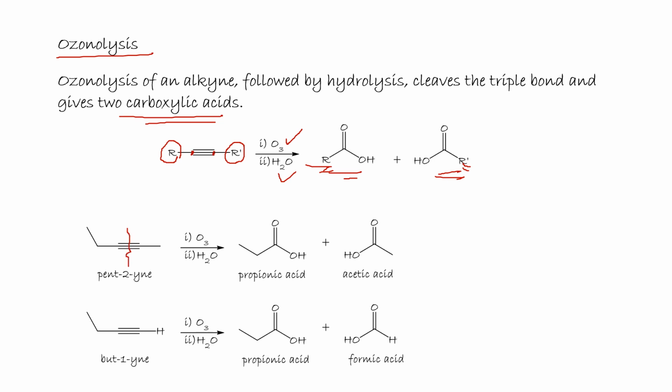Here we have 2 carbons, this will be acetic acid. Here we have 1, 2, 3 carbons, this will be propanoic acid. Here we have 1 carbon and here we have 1, 2, 3, so this will be propanoic acid, and for this one will be formic acid.